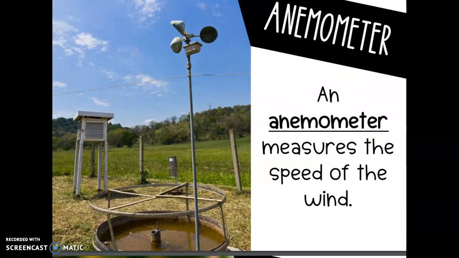Our next weather tool is called an anemometer. An anemometer measures the speed of the wind. So go ahead and write the definition of an anemometer.